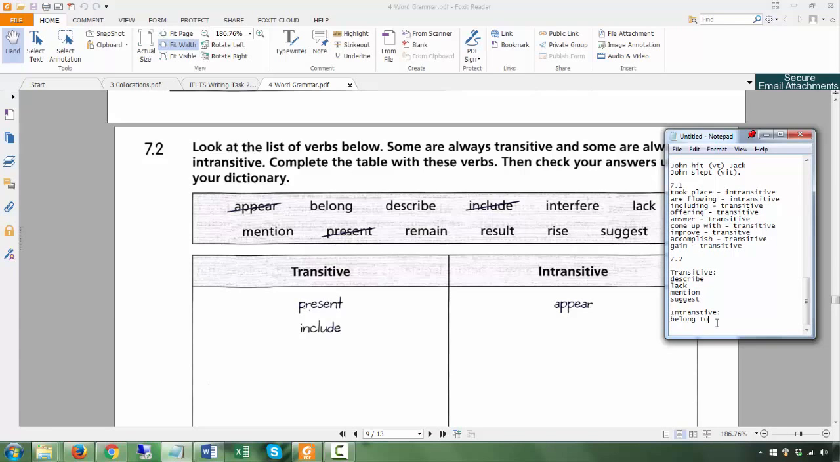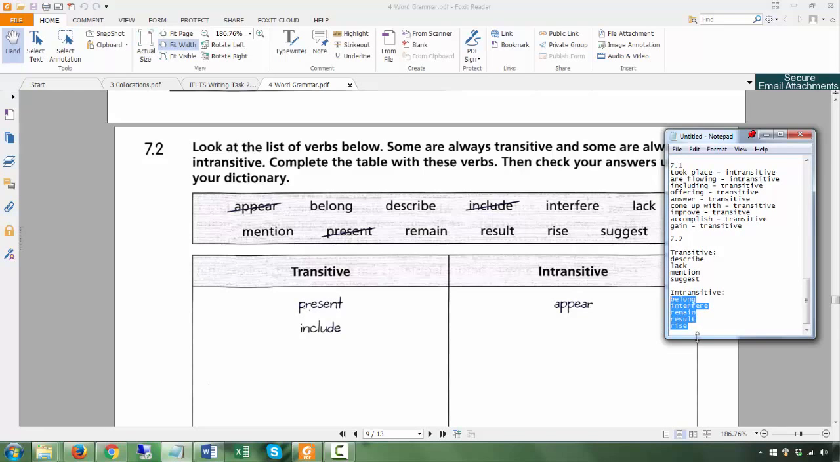The rest are belong, because you belong to, right? If you know that this verb normally comes with a preposition after, then it's normally going to be intransitive. Okay. Describe is transitive. Interfere. Why? Interfere with, right? So you don't have an object there. Remain in. So remain with a preposition. Result in, preposition. Rise in. Okay. So these are all intransitive.